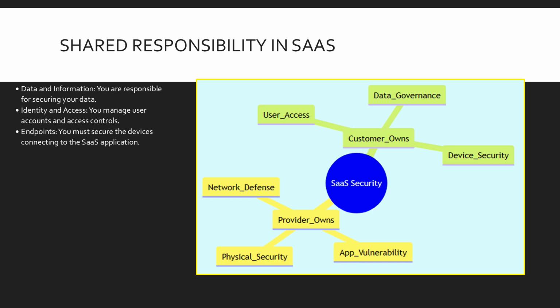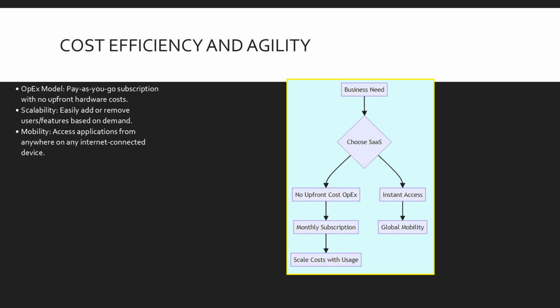SaaS offers significant financial and operational agility. Financially, it operates on an operational expenditure, or OpEx model. This allows you to pay only for what you use, often via a monthly or annual subscription, eliminating the need for high upfront capital costs for hardware. Operationally, SaaS is highly scalable. You can adjust your subscription level as your needs evolve. Furthermore, SaaS supports a mobile workforce by providing access to applications and data from any internet-connected computer or mobile device, ensuring productivity regardless of location.